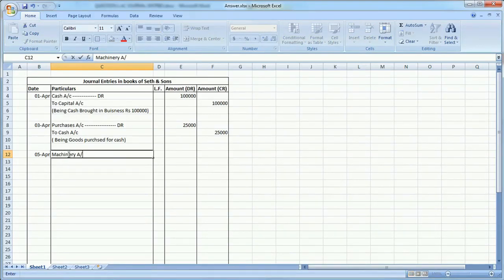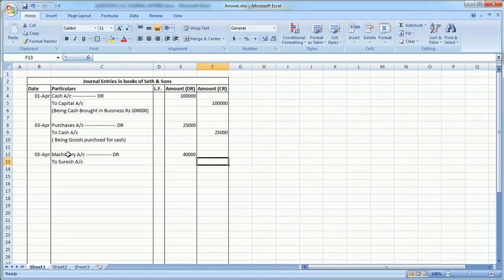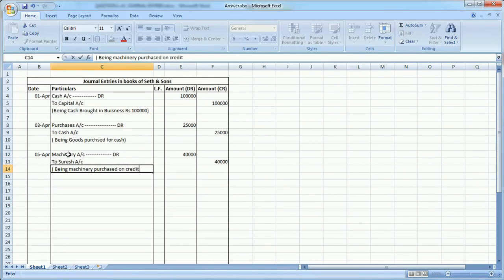Machinery account debit rupees 40,000 to Suresh account rupees 40,000. Narration being machinery purchased on credit. Okay, so this was the third adjustment.